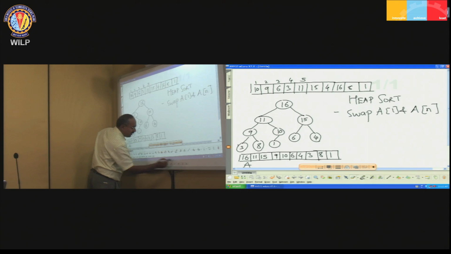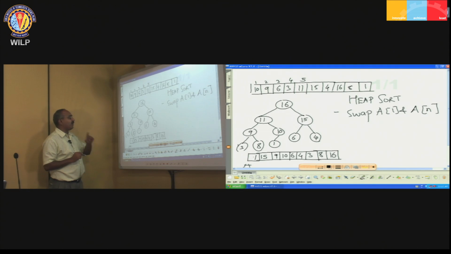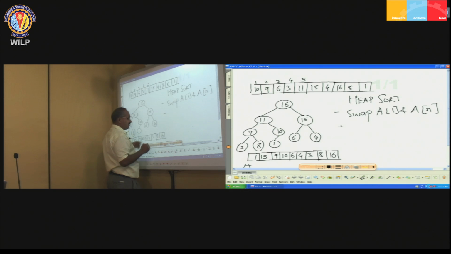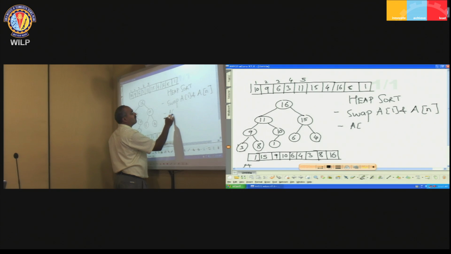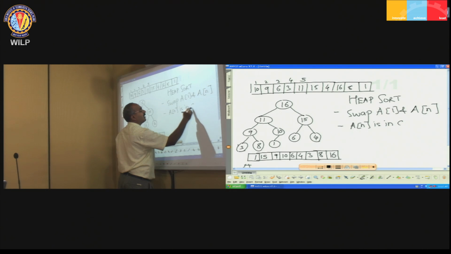So, let me do that here. This will be 16 and this will be 1. This is my modified array. So, after swapping A1 and AN, your array is going to be this. What you know now is that A1 was the maximum, so from here we know that AN is in the correct place.